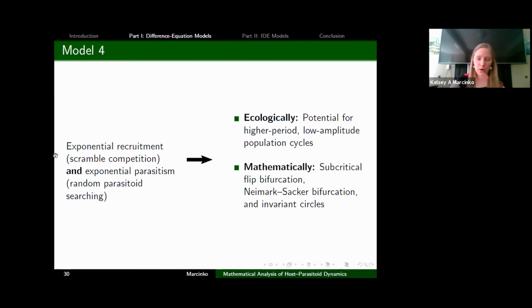So I won't go into details here, but just to summarize the results, when we have exponential recruitment and exponential parasitism, ecologically, we only see the higher period, low amplitude population cycles. We don't actually see those 2 cycles or 4 cycles. But mathematically, we do see both the subcritical flip bifurcation and the Neimark-Stacker bifurcation, with the invariant circles showing up as attractors in the system.